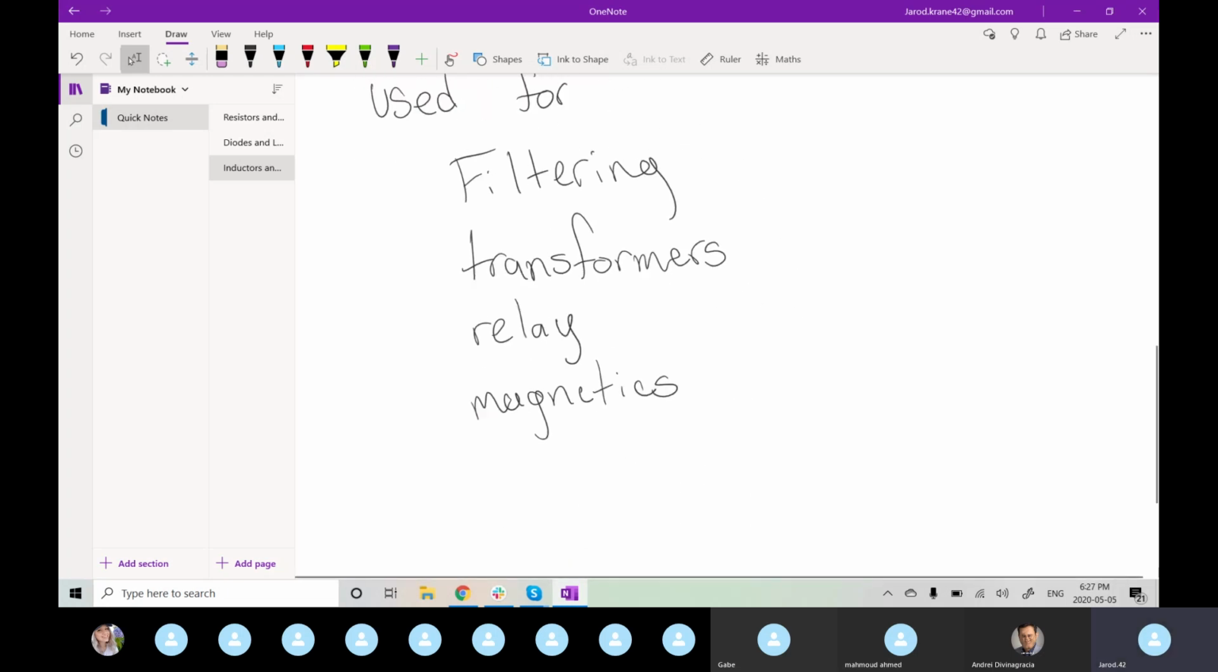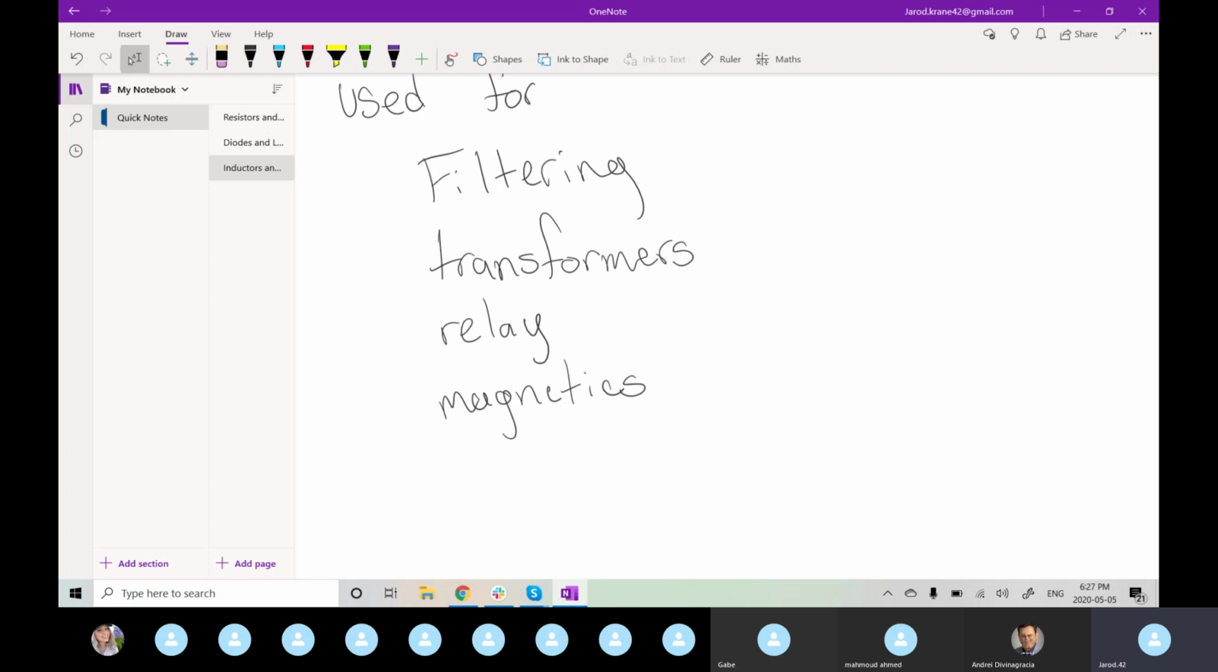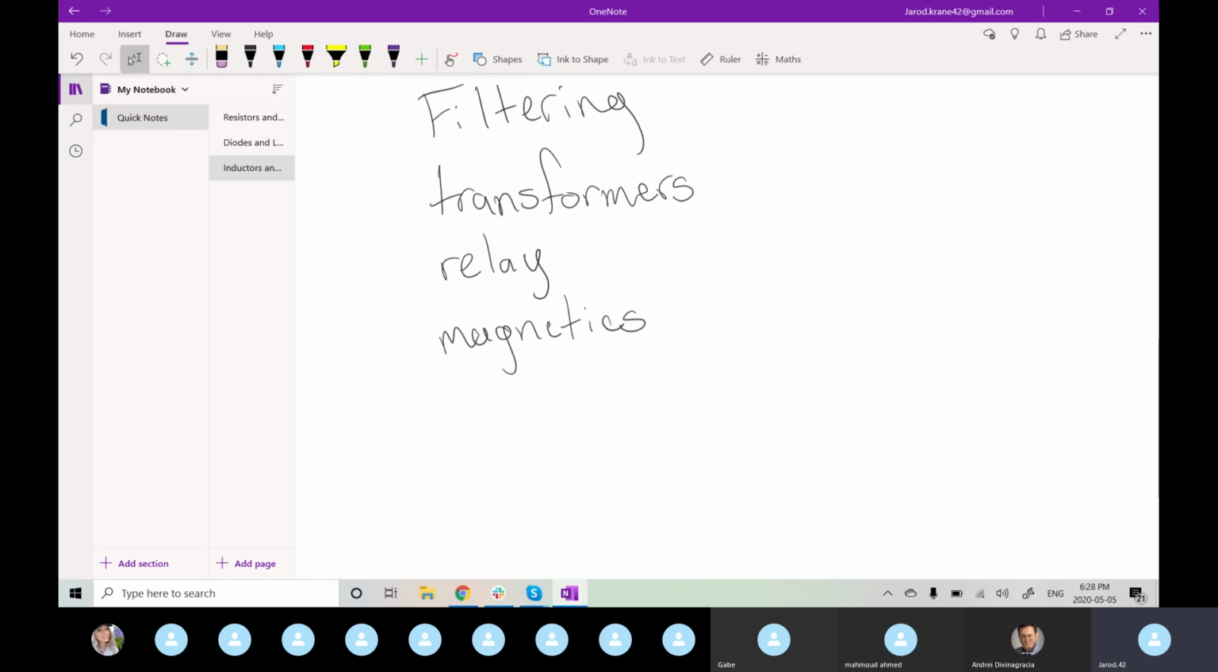But there's more use cases of an inductor, because essentially all it is is wire. It has more use cases to it. Filtering, I'm not going to go over too much, because I think that's what we have planned for next week, where I'm going to go over all the different filters.